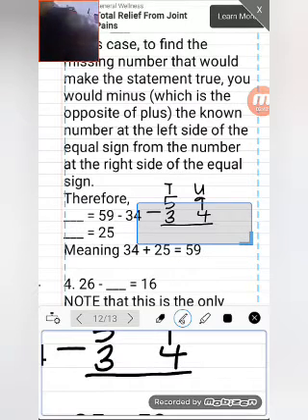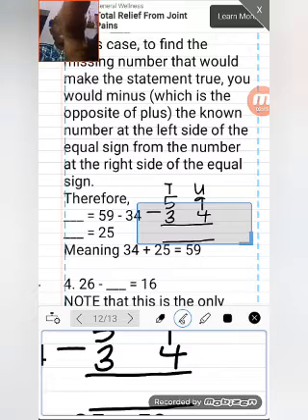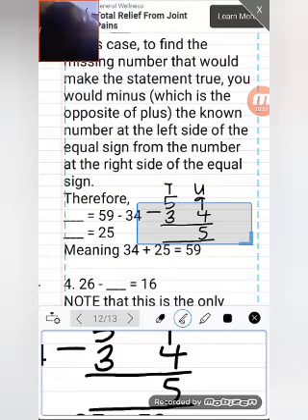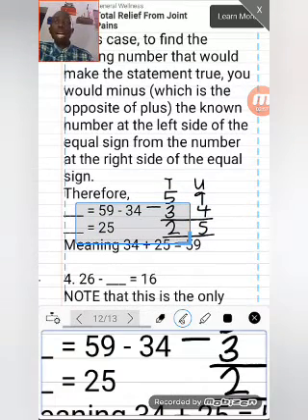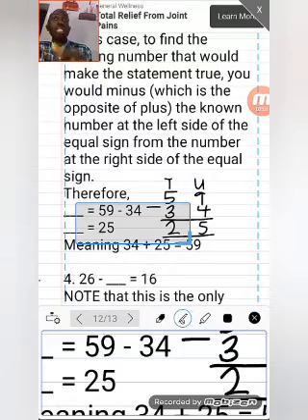So all over, 9 minus 4 is 5. Then 5 minus 3 is 2. So that's how we got 59 minus 34 is 25. So meaning the missing number that's supposed to be in the blank is 25.